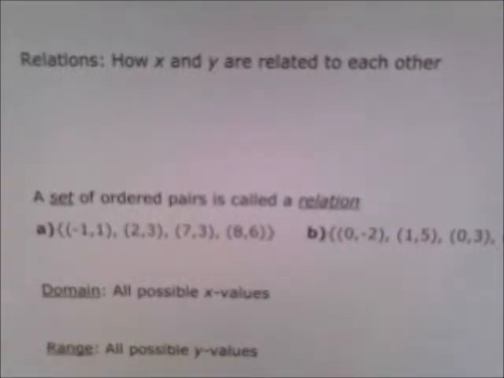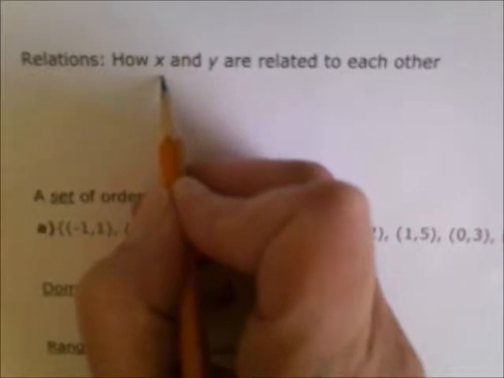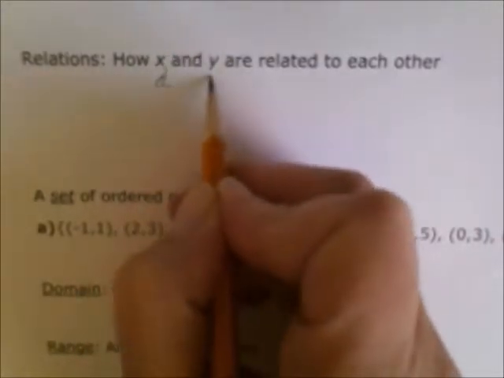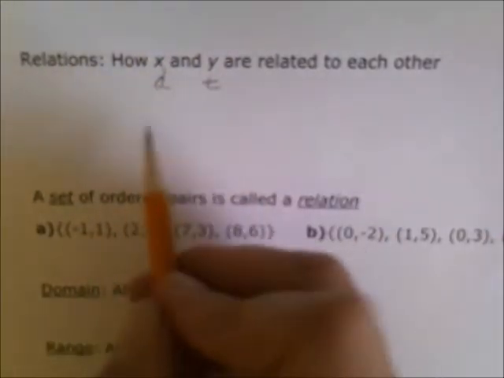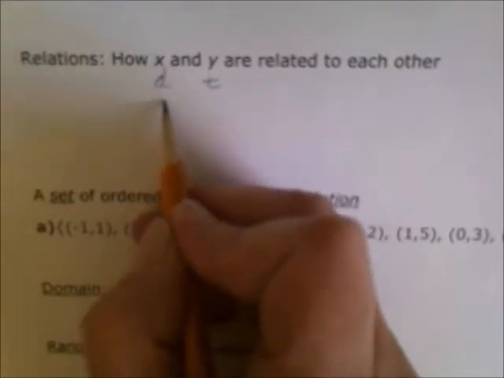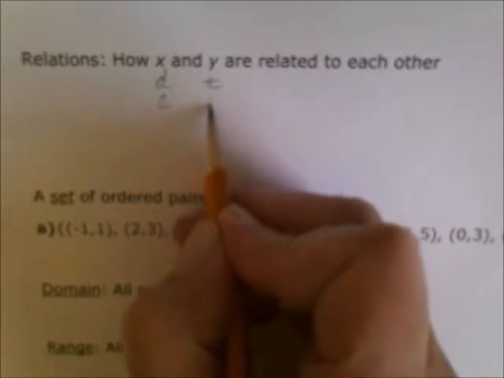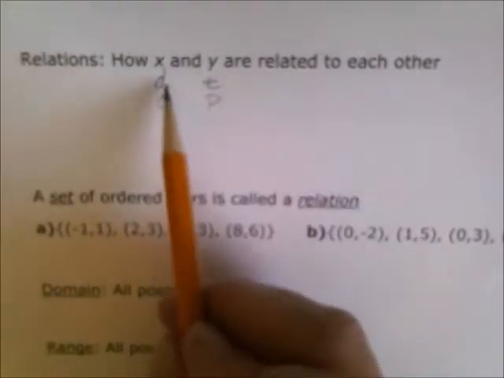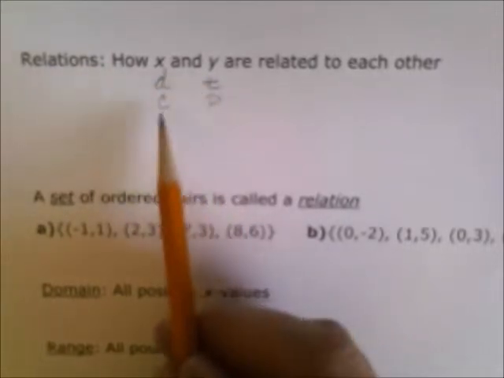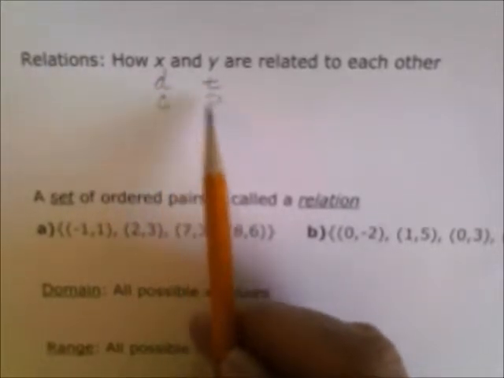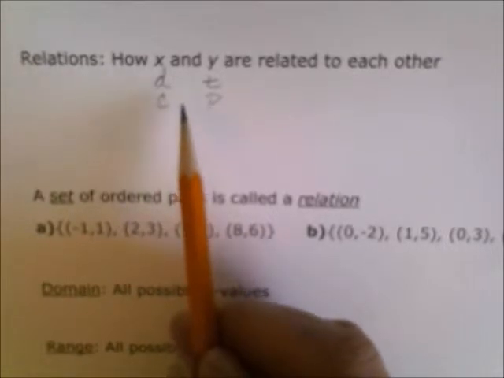The word relations is just talking about how X and Y are related to each other. So in the real world, we might have distance and time instead of X and Y, or we might have the cost and the profit. And if you think about it, as the distance goes up, if you're traveling, the time will go up. As the cost goes up, the profit will go up, hopefully.